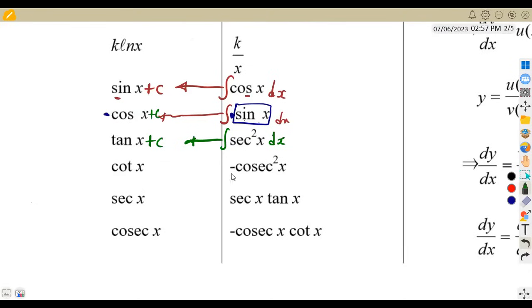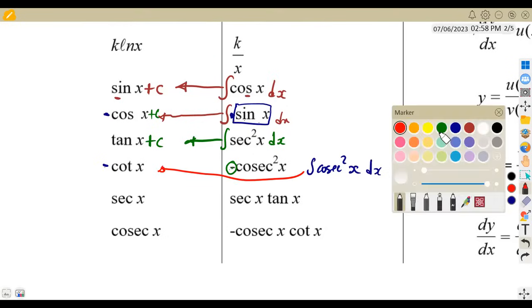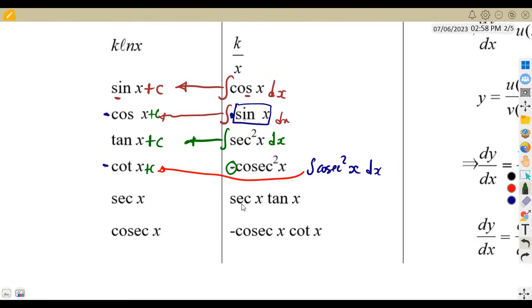The same thing here, it's a negative. So you remove this negative and put it on this side so that this becomes a positive. We remain with a negative on this side. So this is going to be positive cosec squared x with respect to x. The integral of cosec squared x with respect to x gives us negative cot x plus the constant of integration. This is how you simply do it. You simply reverse.